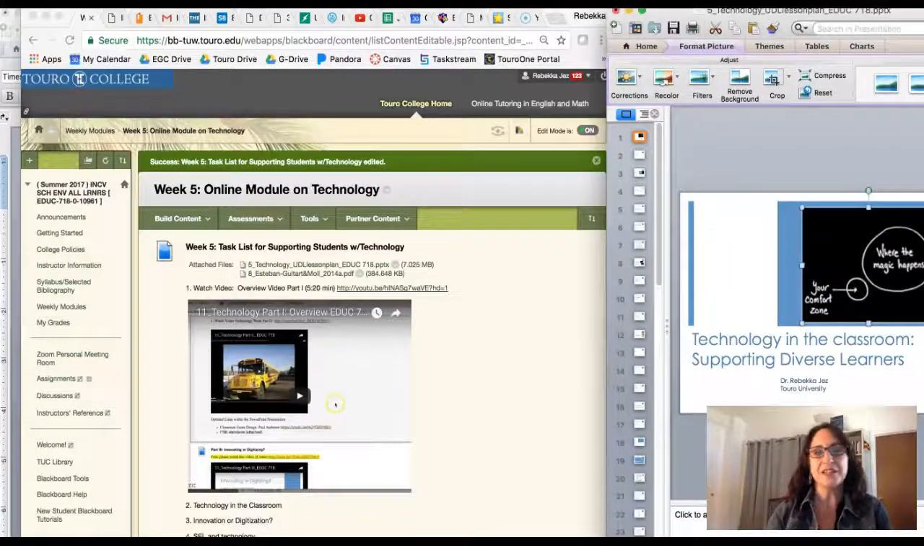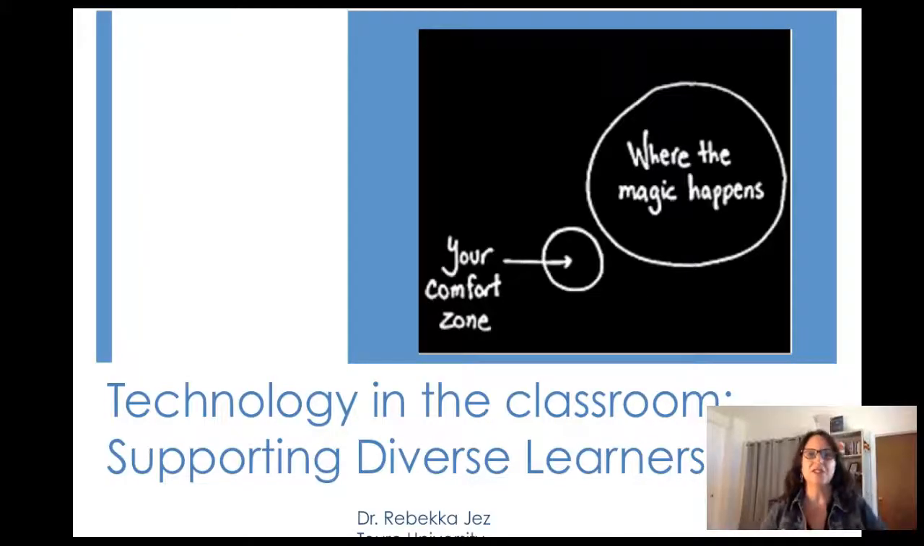Hi, today we're going to be talking about technology in the classroom and how you can support your diverse learners. I love this visual right here. Here we've got the comfort zone, and then outside of there is where the magic happens. And my goal for this module is really to help you move outside of your comfort zone when it comes to technology and push yourself to the next level for your students.